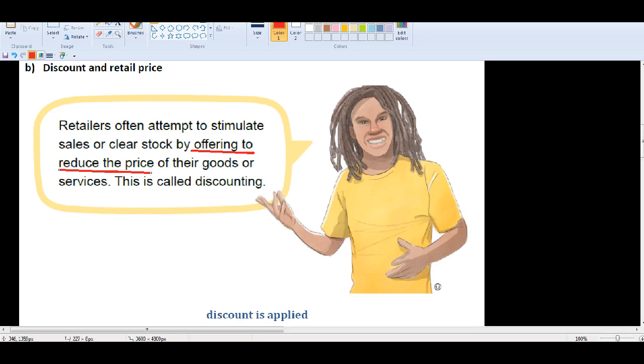Okay, why would a business want to reduce the price and earn less profit? Because sometimes possibly the price is too high. You would like to promote your products, so you need to attract more spending on your goods or services. So that's the time you might need to offer a discount.